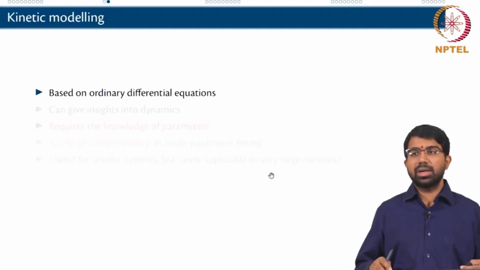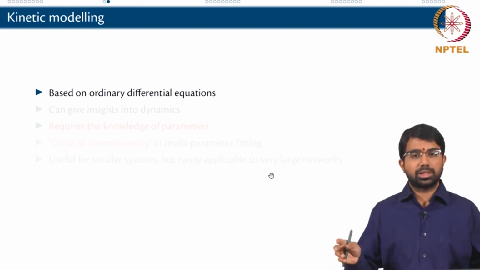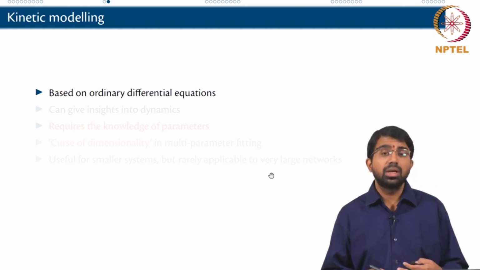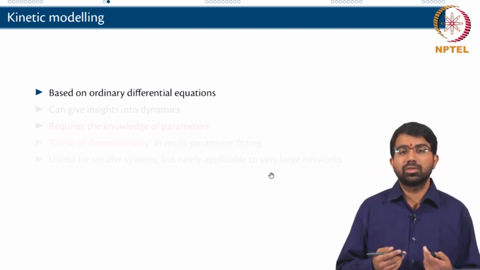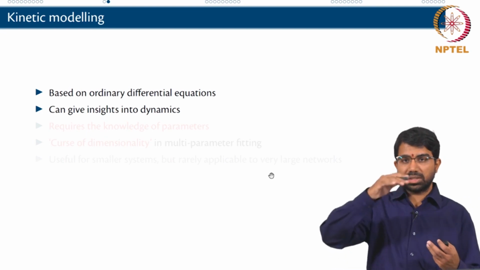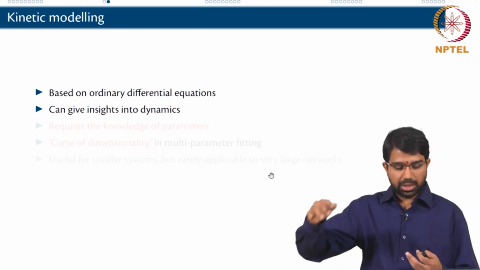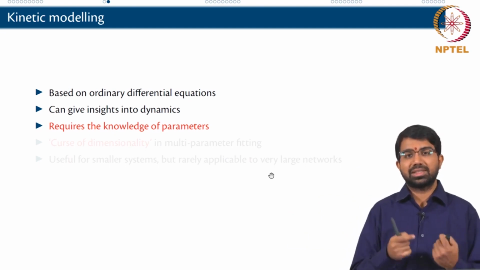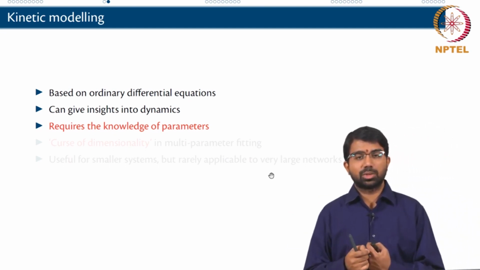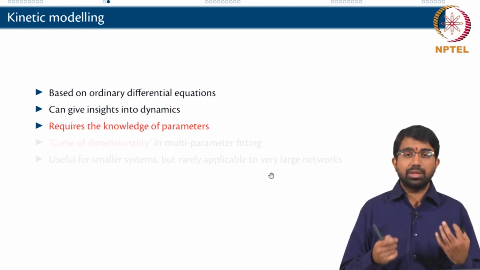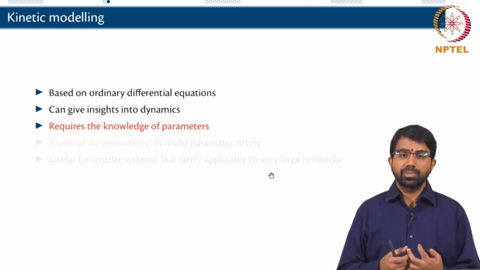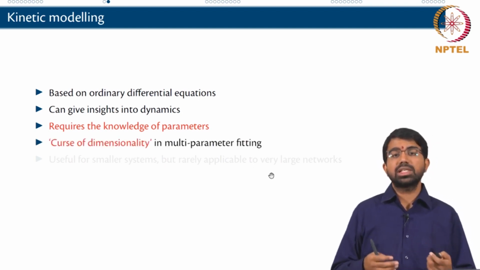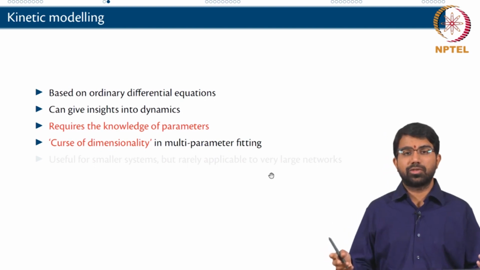So what is kinetic modeling? You basically write dA by dt is some Vmax into S by Km plus S if you know Michaelis-Menten, or mass action as the case may be. And the important thing is it can obviously give you insights into dynamics. So how does A change with time, how does B change with time and so on, but it requires the knowledge of parameters. You need to know all the K's in your system like K1, K2, K3 and so on, and this becomes a nightmare if you want to estimate them from data. I will not get into the details in this course, but this is very tricky, especially when you have a large number of parameters to fit.